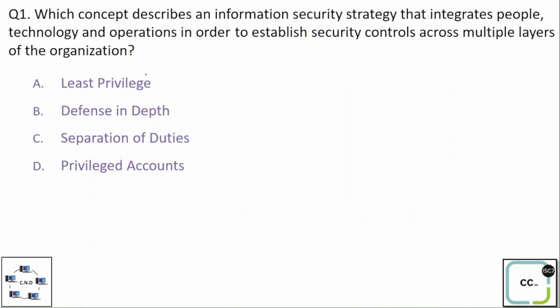Question number 1. Which concept describes an information security strategy that integrates people, technology, and operations in order to establish security controls across multiple layers of the organization? And the options are option A, least privilege, option B, defense in depth, option C, separation of duties, and option D, privileged accounts. And the correct option is option B, defense in depth.